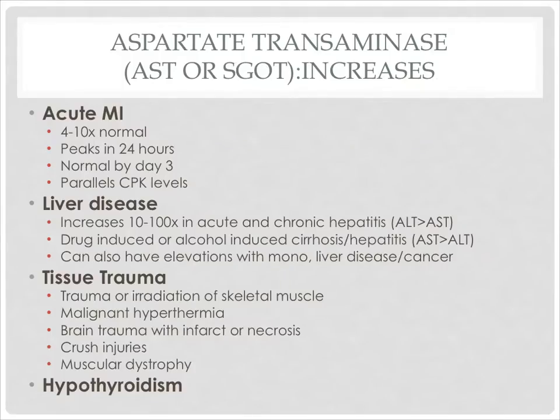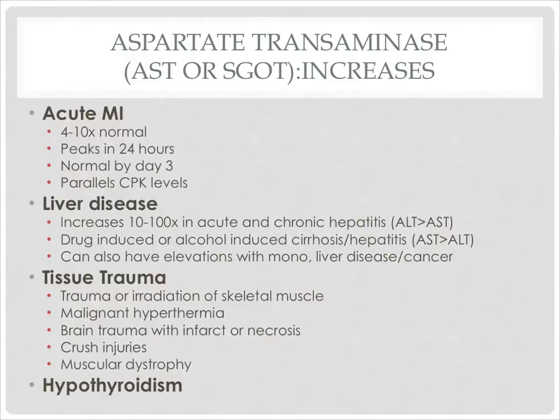These are specific areas or conditions in which you're going to see an elevated AST. You can see it following an acute myocardial infarction. And this would be anywhere from 4 to 10 times the normal value, peaking in about 24 hours. It's parallel to the CPK levels, which we're going to cover in a later presentation, and tends to fall back to the norm by about 3 days after the cellular injury or death.